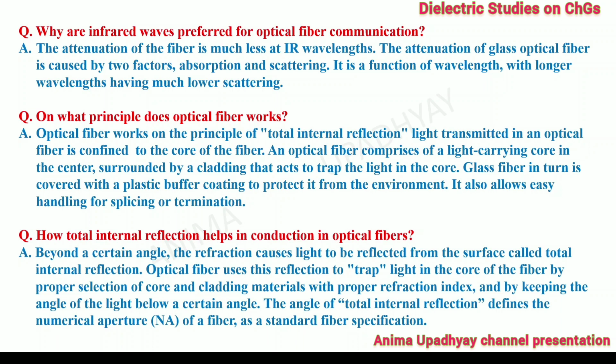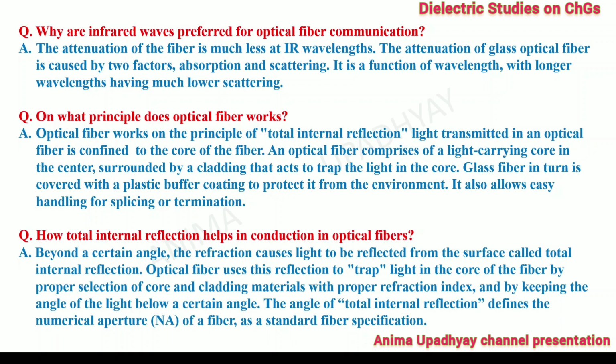How does total internal reflection help in conduction in optical fibers? Beyond a certain angle, the refraction causes light to be reflected from the surface, called total internal reflection. Optical fibers use this reflection to trap light in the core of the fiber. By proper selection of core and cladding materials with proper refractive index, and by keeping the angle of the light below a certain angle, the angle of total internal reflection defines the numerical aperture of a fiber as a standard fiber specification.